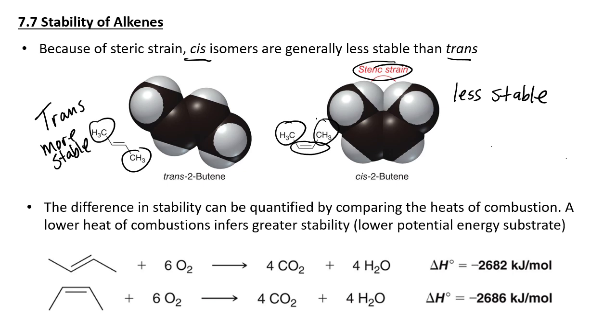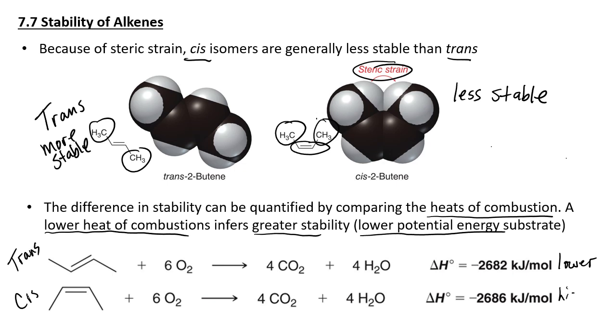We can also look at this quantitatively through heats of combustion. Remember, a lower heat of combustion means greater stability and lower potential energy. So the trans versus the cis, the trans has a lower heat of combustion. The cis has a higher heat of combustion. That means that there was less potential energy stored in the bonds of the trans molecule, meaning it's lower energy, more stable.